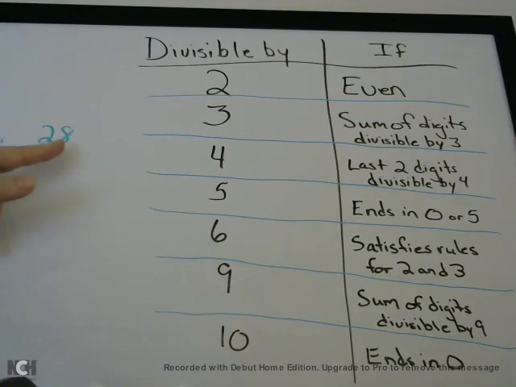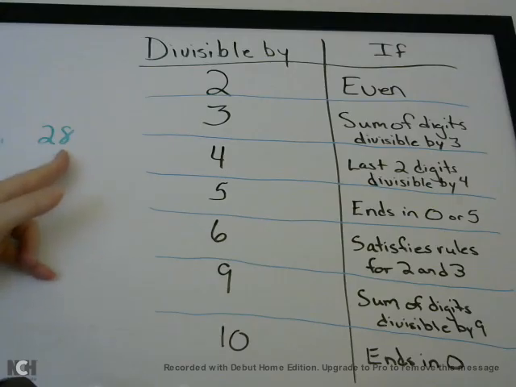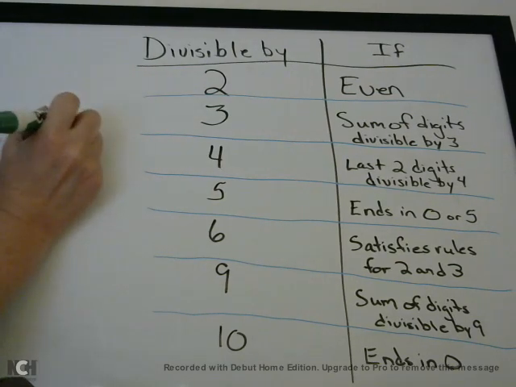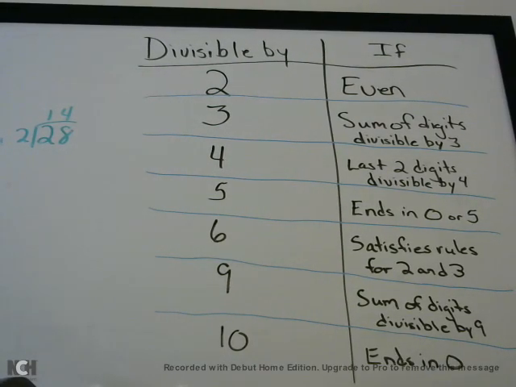So for example, if we're given the number 28, we know 28 is divided by 2 because it's an even number. You look at the last digit, if that's a 0, 2, 4, 6, or 8, then it's an even number. So we know 28 can be divided by 2. So this would be 14. But here we're just trying to tell, can we evenly divide this?